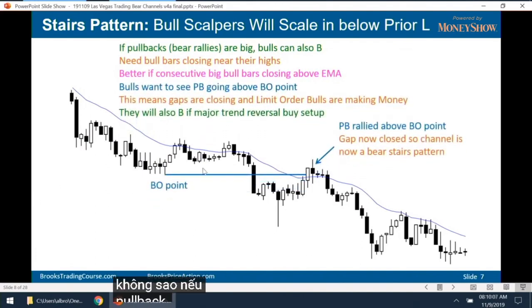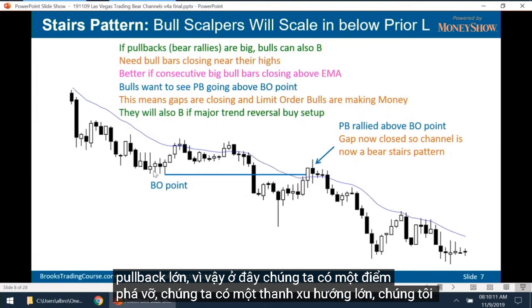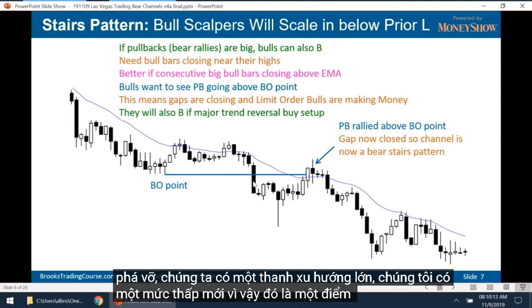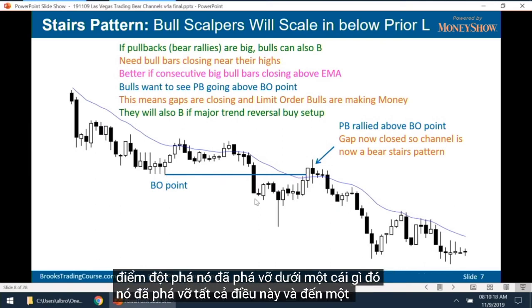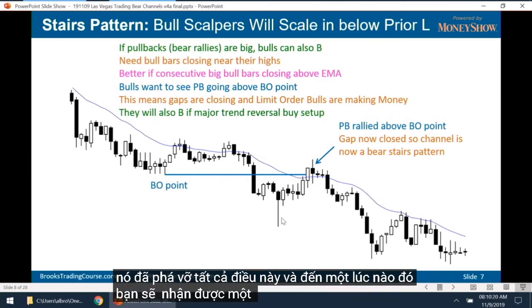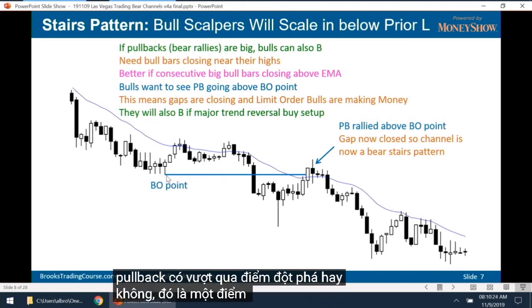Okay, if the pullbacks are big, so here we have a breakout. We have a big trend bar. We have a new low, so it's a breakout. Here's the breakout point. It broke below something. It broke below this. And at some point, you're going to get a pullback. Does the pullback go above the breakout point? That's a really important point.